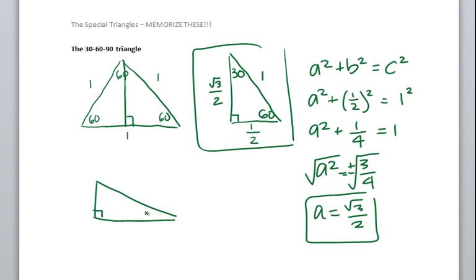Remember that the smallest angle is opposite the shortest side, so this has to be the 30, this has to be the 60. I have the shortest side being 1/2. My hypotenuse is always 1, and so that means that my longer non-hypotenuse leg would be the root 3 over 2. So memorize this triangle and the 45, 45, 90 triangle, which is coming up next.